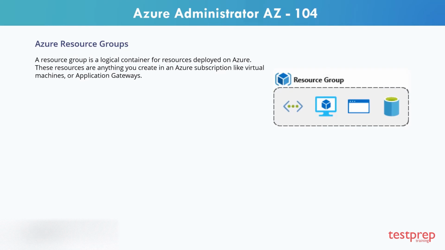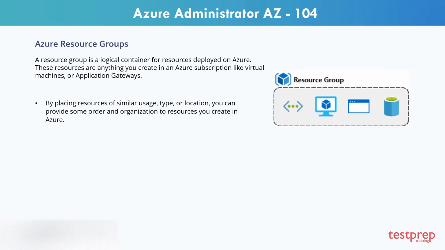Azure Resource Groups. Resource groups are a fundamental element of the Azure platform. A resource group is a logical container for resources deployed on Azure. These resources are anything you create in an Azure subscription, like virtual machines or application gateways. All resources must be in a resource group, and a resource can only be a member of a single resource group. Many resources can be moved between resource groups, with some services having specific limitations or requirements to move. Resource groups can't be nested.